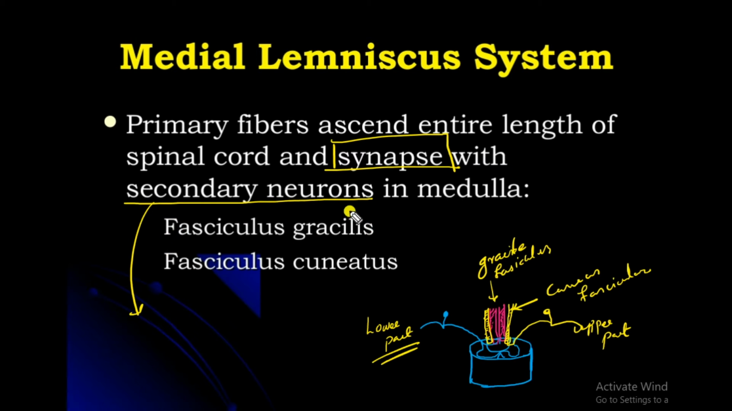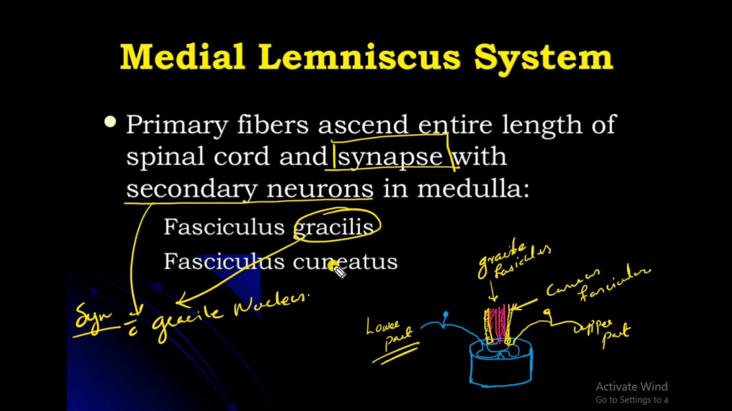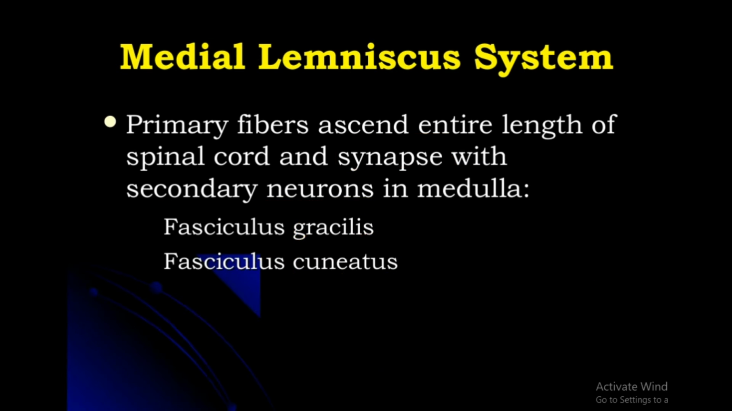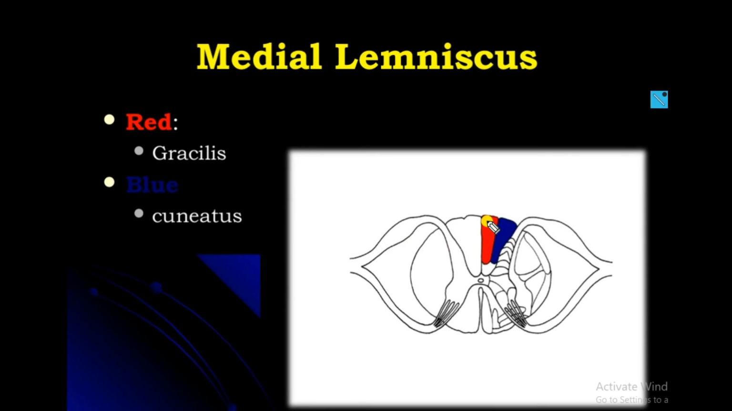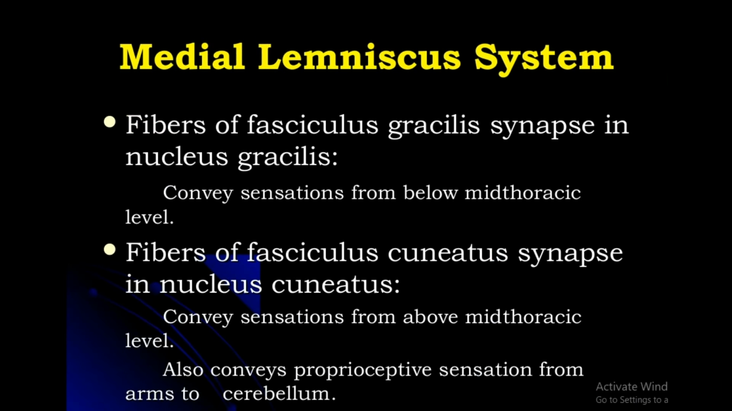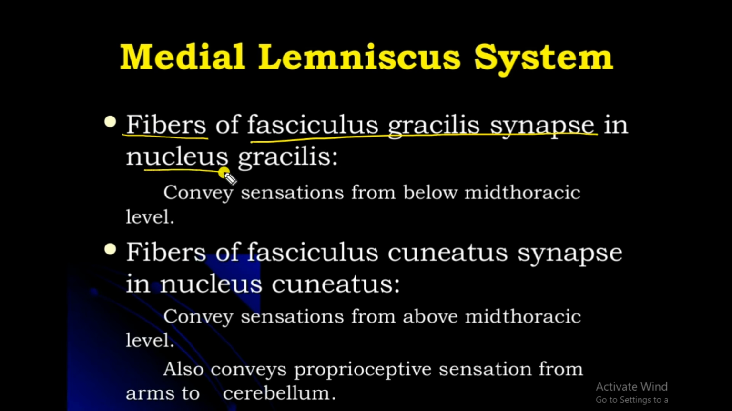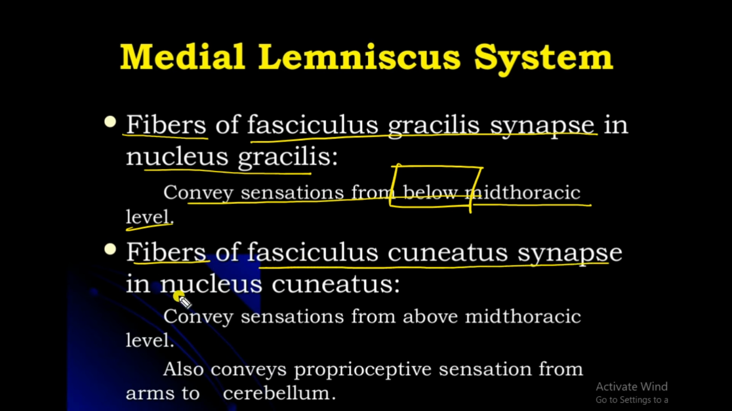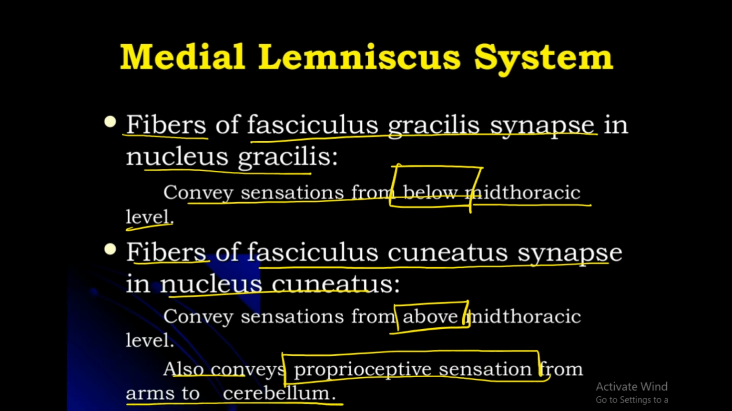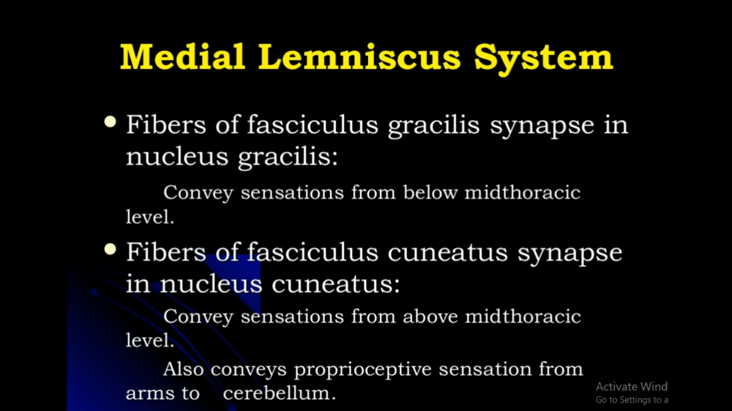And second order neurons in the medulla synapse with fasciculus gracilis and fasciculus cuneatus. You can see in red color the gracilis fasciculus and in blue color the cuneatus fasciculus. And these are going to synapse with the second order neurons in the medulla. Fibers of fasciculus gracilis synapse in nucleus gracilis and convey sensation from below the mid-thoracic level. Fibers of fasciculus cuneatus synapse in nucleus cuneatus and convey the sensation from above the mid-thoracic level.